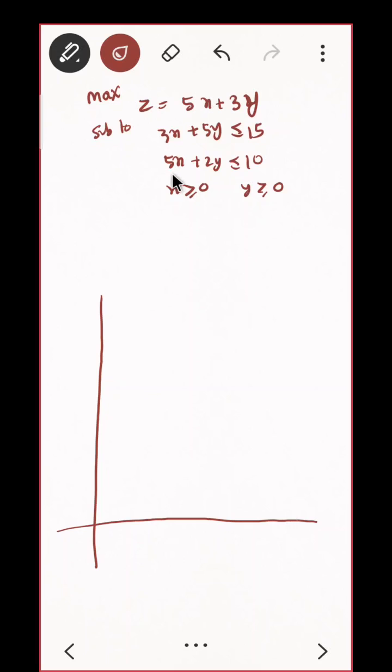Now to draw this inequality, you start by writing the equation, that is 3x plus 5y is equal to 15. Give me 2 points. Here also 5x plus 2y is equal to 10. I'm just forgetting about the inequality and putting equal to, then let us see. I need 2 points. If you put x equal to 0, then what will be your y? 3. Perfect. If you put y equal to 0, then what will be x?